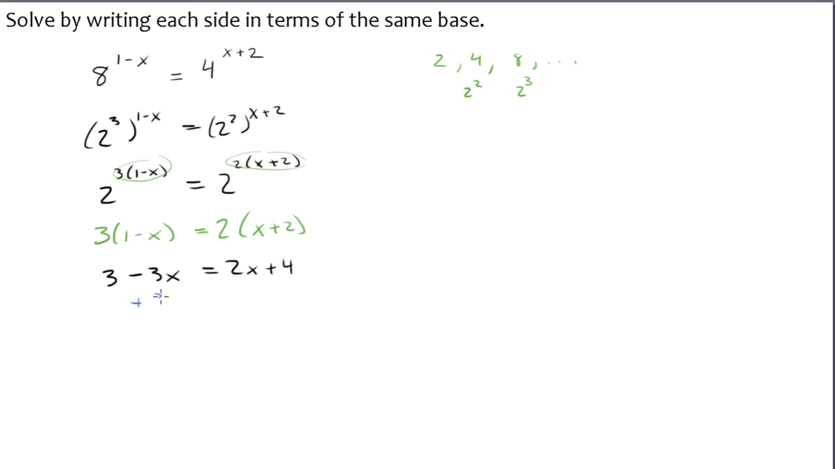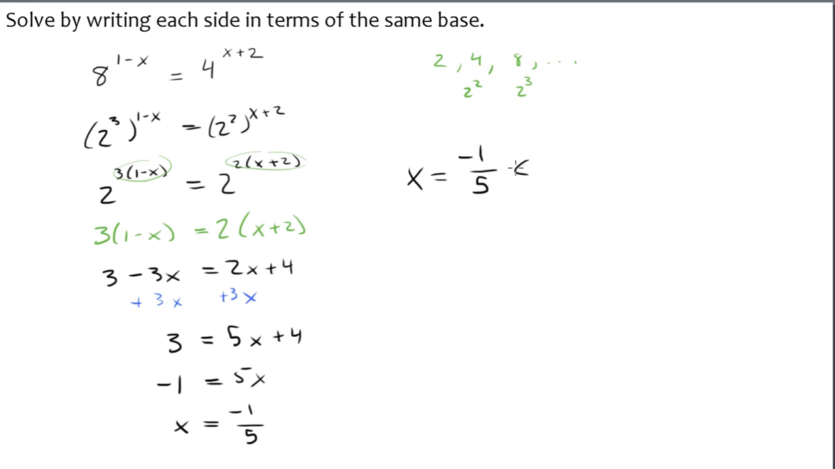I think we can add 3x to both sides. 3 is equal to 5x plus 4. So that means negative 1 is 5x, which means that x is negative 1 over 5. X is negative 1 over 5, which is a real number, which is in the domain of an exponential function. Well, not e to the x, I guess it should be 2 to the x, huh? So that's a valid answer.